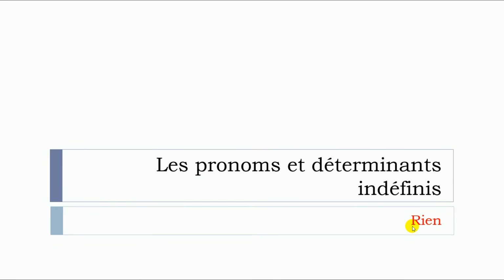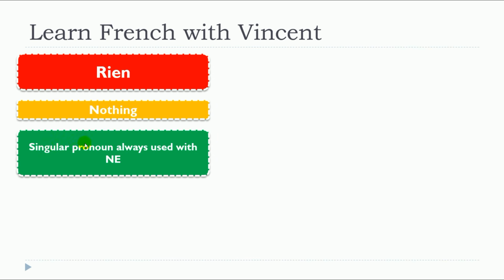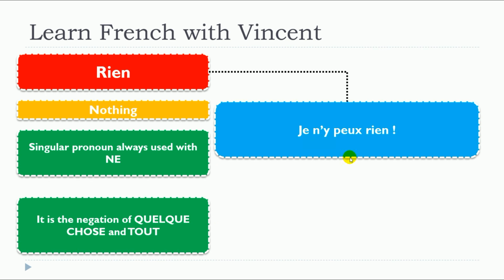In this lesson, we will see together les pronoms et déterminants indéfinis. But more precisely, we will see rien. So, this lesson is about rien. Rien means nothing. It's a singular pronoun always used with ne. It is the negation of quelque chose and tout. So let's see some examples now.